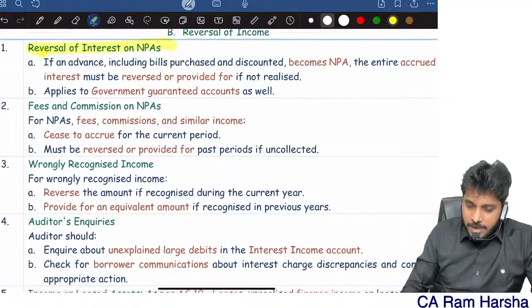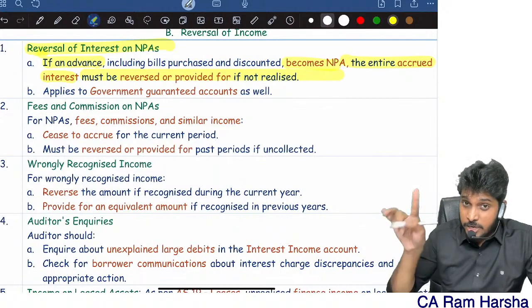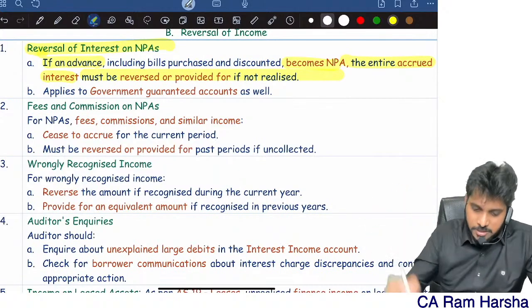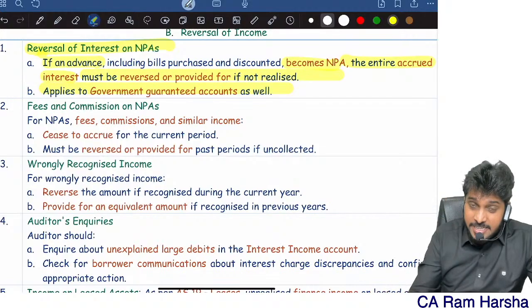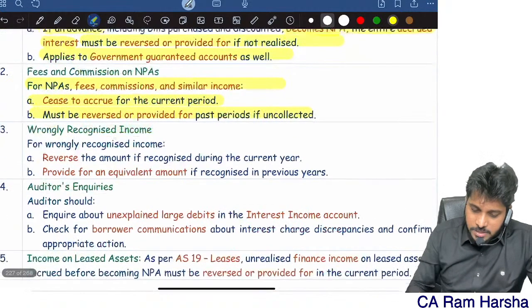Reversal of interest on NPA. What is this reversal? If an advance becomes NPA, the entire accrued interest must be reversed. If it was already recognized on accrual basis and not yet recovered, reverse it. Even for government guaranteed advances, interest has to be reversed. Fees, commission, everything has to be reversed.